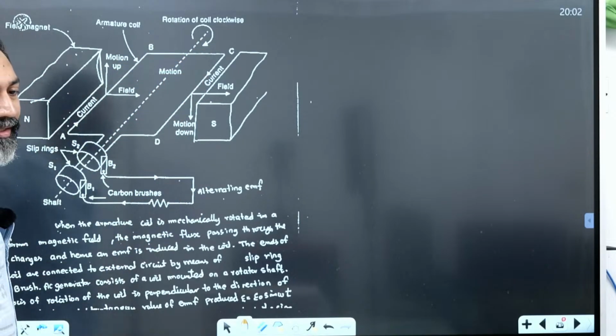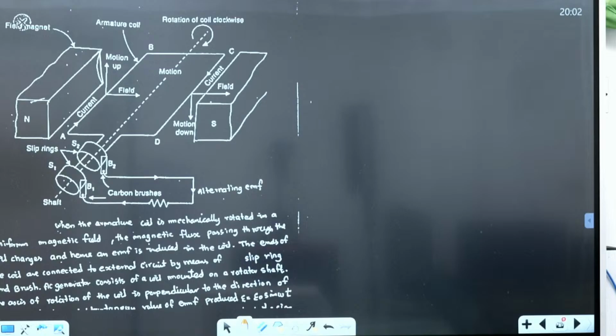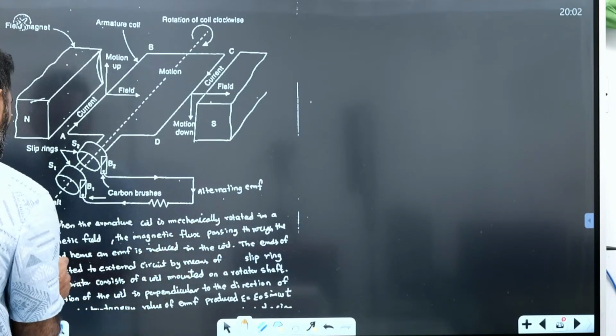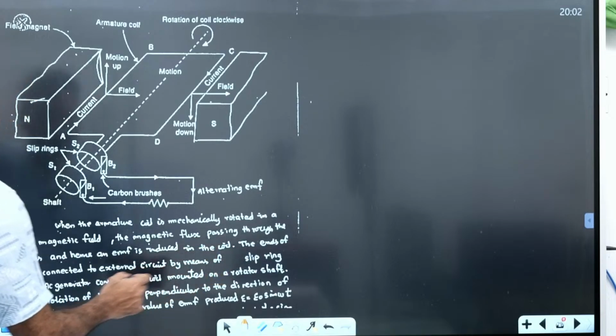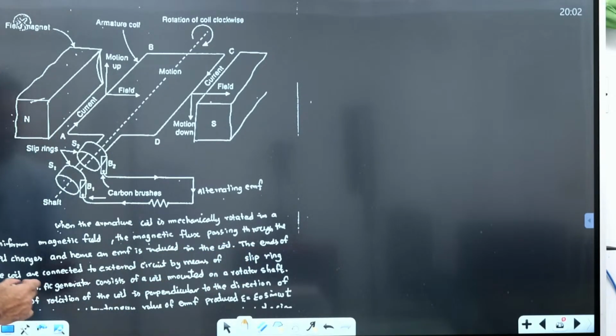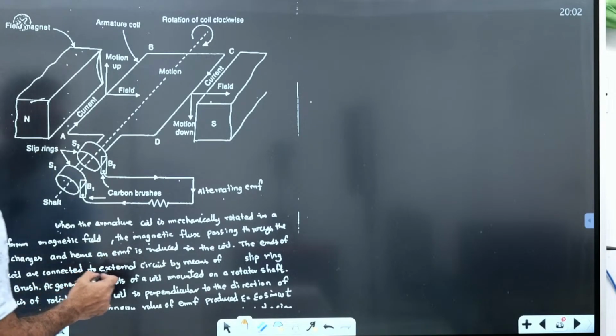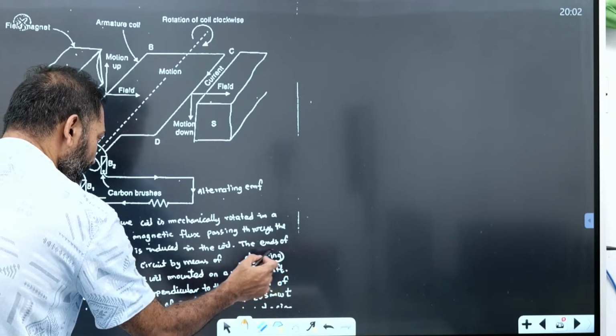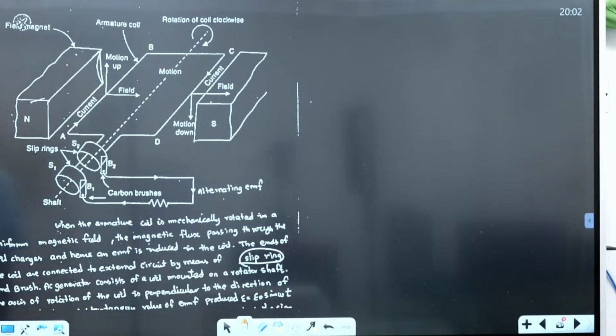See, this working is not given in the NCERT textbook, but the figure is very important. You have to draw the figure. When the armature coil is mechanically rotated in a uniform magnetic field, the magnetic flux passing through the coil changes and hence an EMF is induced in the coil. The ends of the coil are connected to the external circuit by means of slip ring and brush.